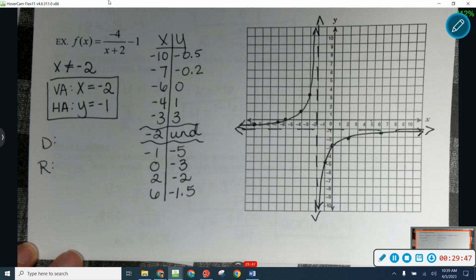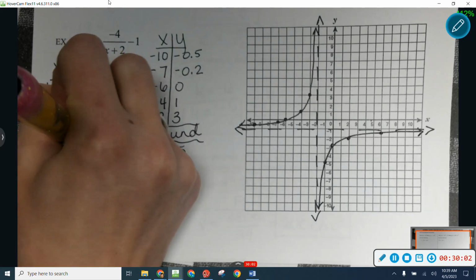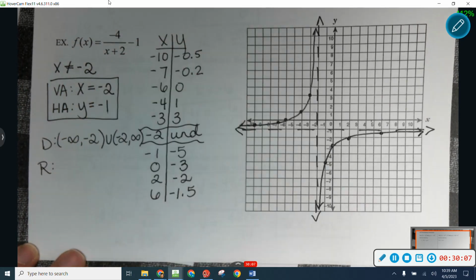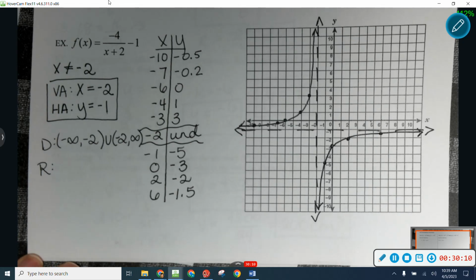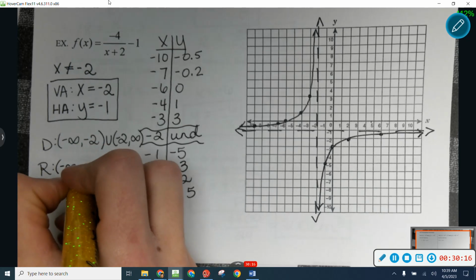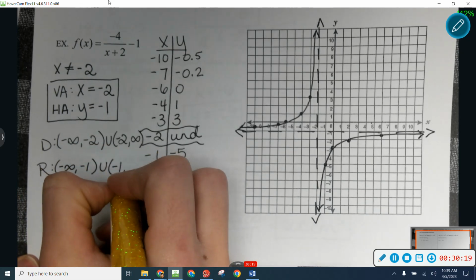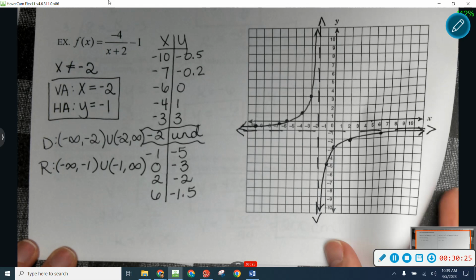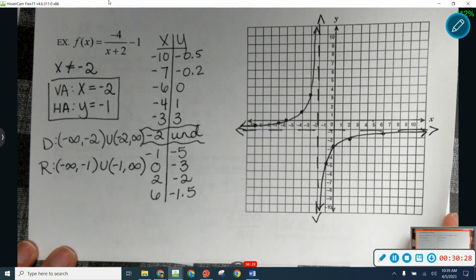So then my domain. My only problem area is where? -2. So I'm going to go from negative infinity to -2, and then pick back up at -2 to positive infinity. And then my range will be what? And then, very simple. Okay, we have questions on that? All right.